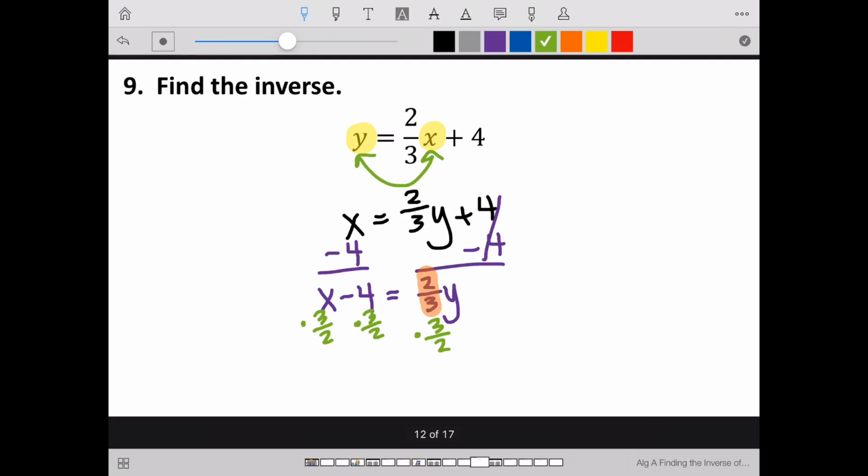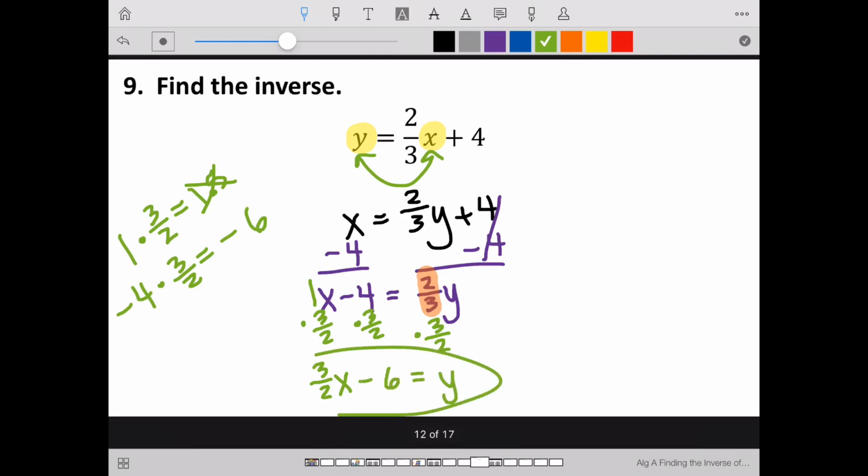So for the first part, remember this is like a 1. So 1 times 3 over 2 will give us 1.5. But we don't want decimals. So we're just going to put 3 over 2x. Then if we do negative 4 times 3 over 2, that makes negative 6. So we're going to put minus 6. And that is our inverse.